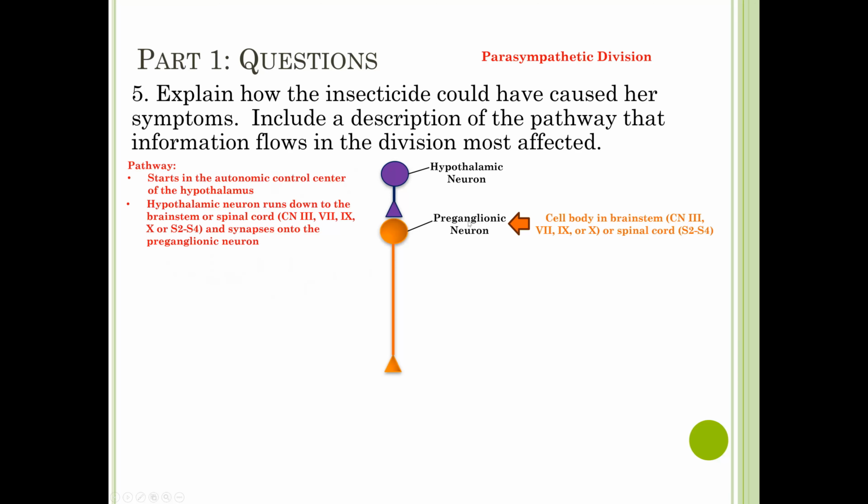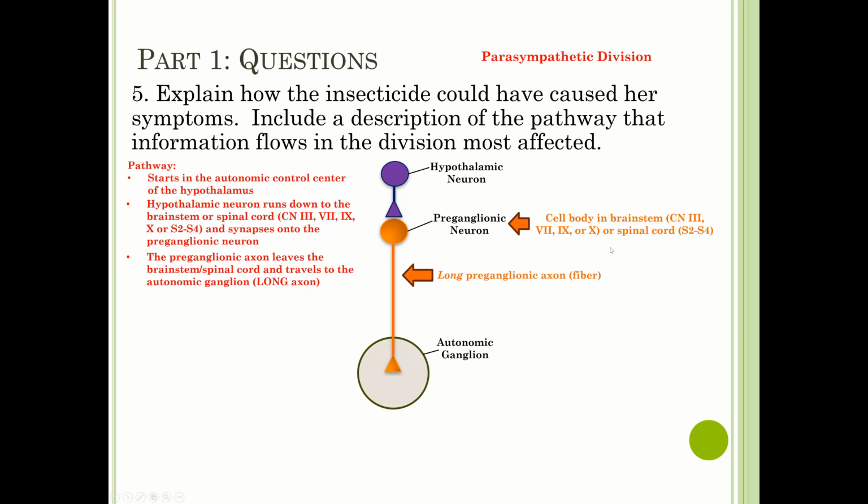So again, the cell body of this preganglionic neuron in the parasympathetic division is either going to be in the brainstem at the location of cranial nerve 3, 7, 9, or 10, or in the spinal cord segments S2 to S4. Next, the preganglionic axon is going to leave the brainstem or spinal cord, and it's going to travel to the autonomic ganglion. And this is a long preganglionic axon. And again, remember, when you see axon, that can be interchangeable with the word fiber.